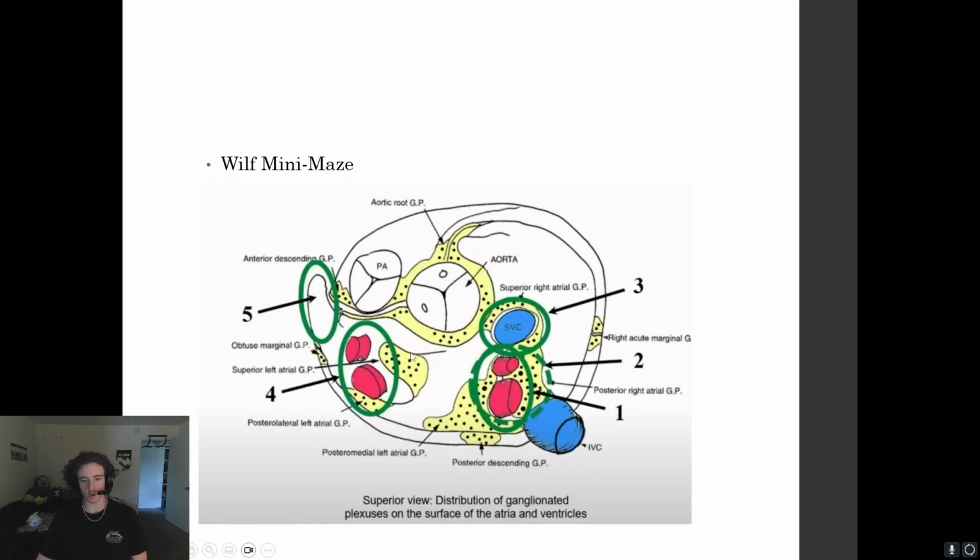Well, they're essentially creating a maze in which there's a fixed pathway for a signal to flow through, right? If a signal is generated right here, it can't flow out. If it's generated in any of these ganglionated plexi, it can't flow out. That means the signal has to follow the correct line that it's supposed to, right? Ectopic signaling can no longer move further and become arrhythmogenic, right? It has to stay in its area because it's isolated by the ablation lines.